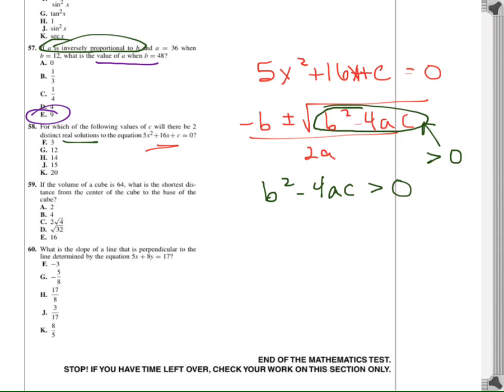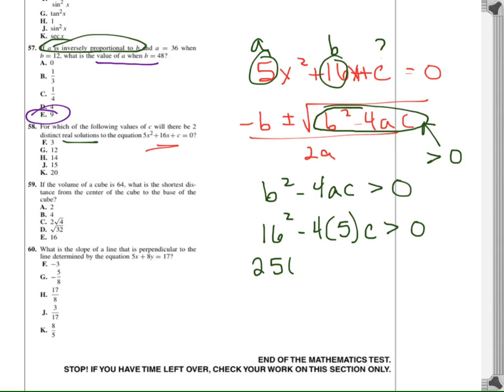They tell us what A is, up here it is 5, they tell us what B is, and C is our question mark. So we go 16 squared, that's B squared, minus 4 times A times C. We want that greater than 0. 16 squared is 256. Minus 20c is greater than 0. Negative 20c is greater than negative 256. Careful here now, we divide by negative 20.